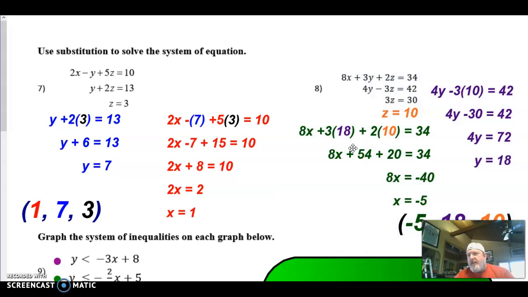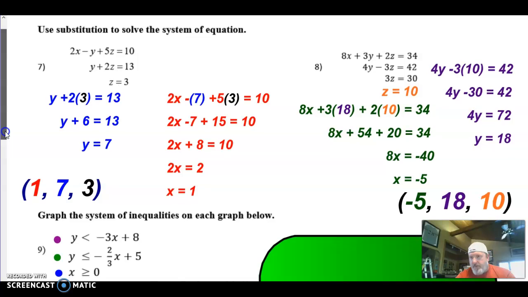And don't forget to write that as an ordered triple when you're done. Number 8. Again, don't let this bother you here. We got to do a little bit of work first. Just divide by 3. I've seen some people add these two together too. You can take the second and third one, add them together if you'd like, and find y first. But you can just divide by 3 and get z. So z is 10, and then I can plug 10 in here and solve for y. And once I have 10 and 18 for y and z, plug it into the top equation, which allows me to solve for x. Again, don't forget, write as an ordered triple.